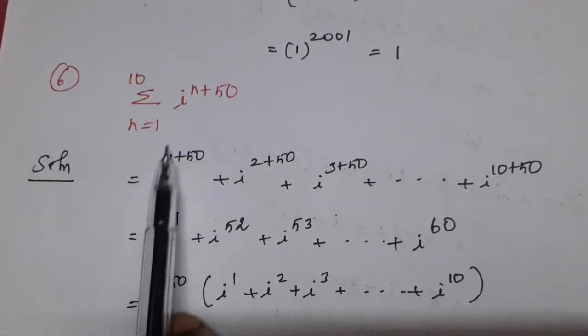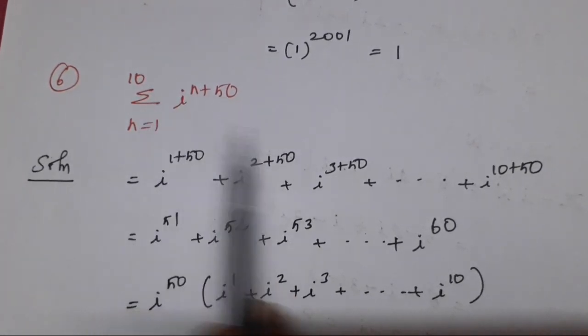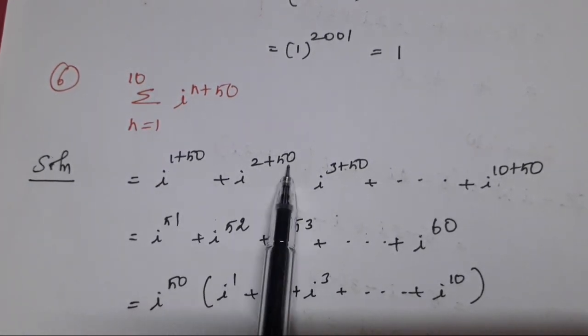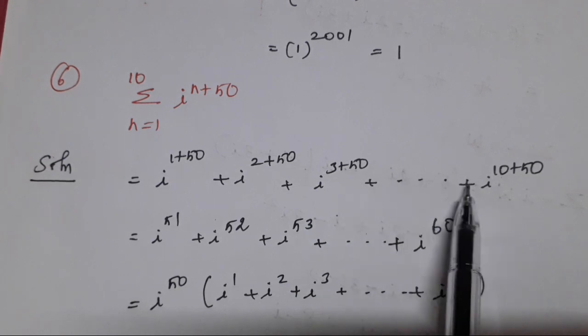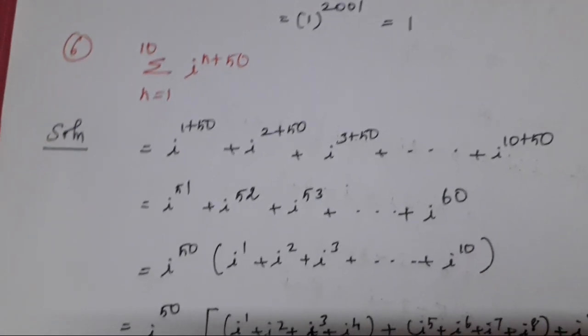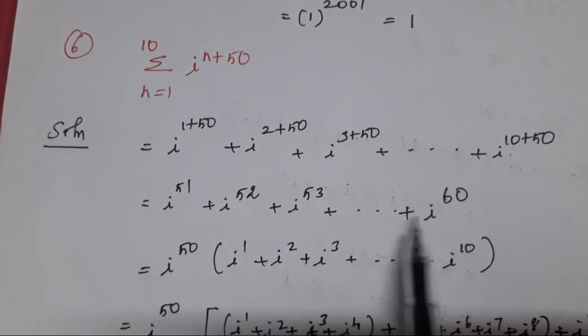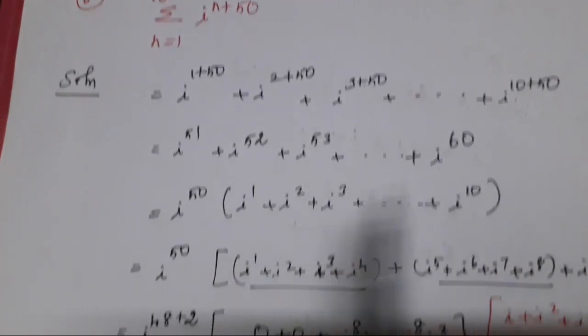So how do we rewrite it? n equal to 1, n equal to 2. How many terms are we going to write? Up to 10 terms. So i power 1 plus 50, i power 2 plus 50, i power 3 plus 50, up to i power 10 plus 50. So this is i power 51 plus i power 52 plus i power 53 plus up to i power 60.